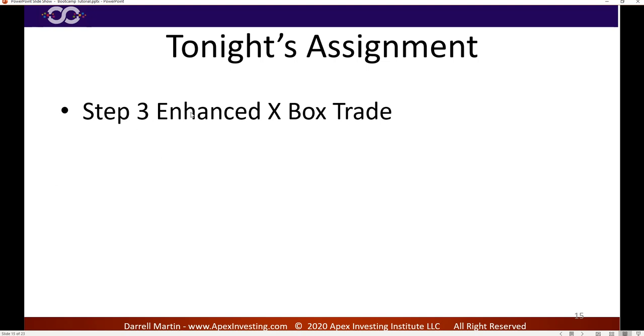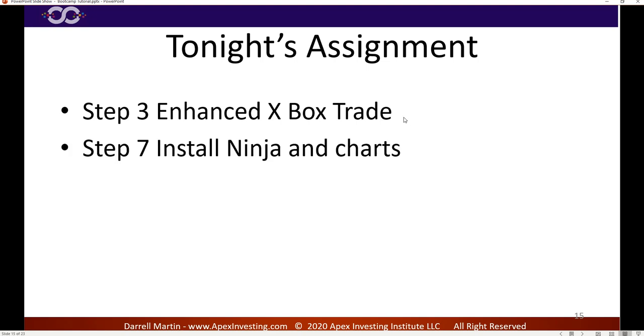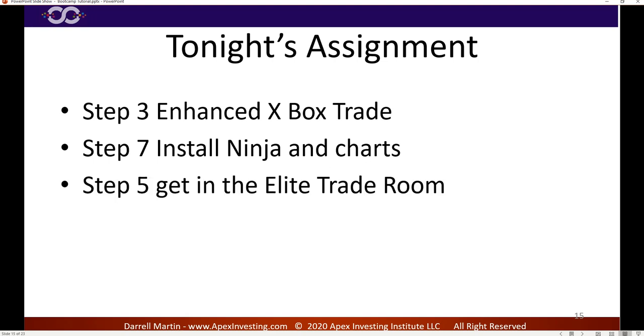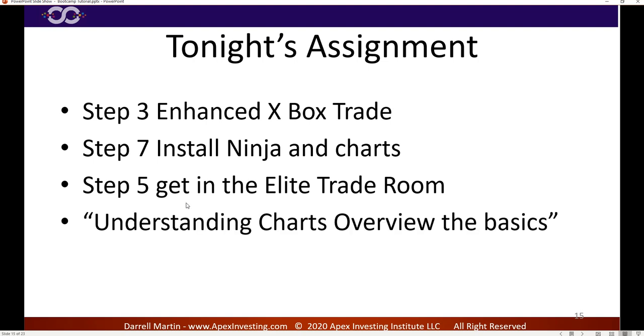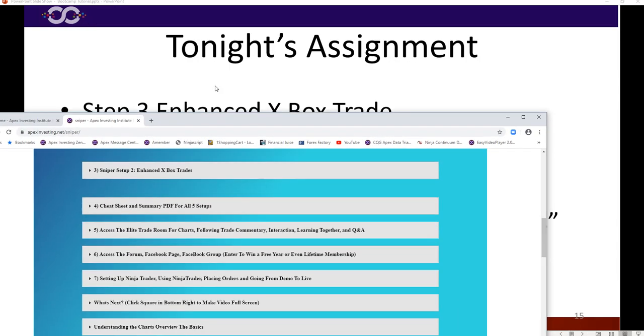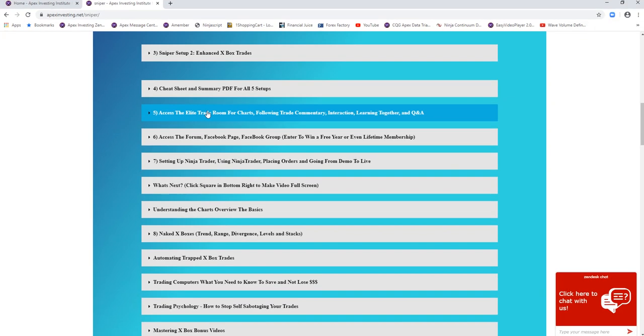Under step number 3, watch the enhanced Xbox trade videos. Okay? Then, step number 7, install your NinjaTrader and charts. Have your charts up. Get in the elite room, okay? And then understanding charts overviews the basic. What does that mean? Meaning, be in the room the next 2 mornings, watch Lori and Daryl trade, and then get the hell out of there. And stay off your market replays. Focus on that from now till Wednesday's tutorial.